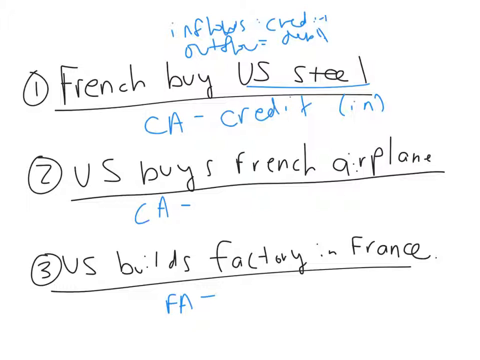In number two, it's also the current account, but the U.S. is buying French airplanes. This would be a debit as U.S. dollars are flowing out to buy the French airplane. In the third example, the U.S. is building a factory in France, so the U.S. dollars are going to be leaving the country, and so that will be a debit on the financial account as money is flowing out of the U.S.